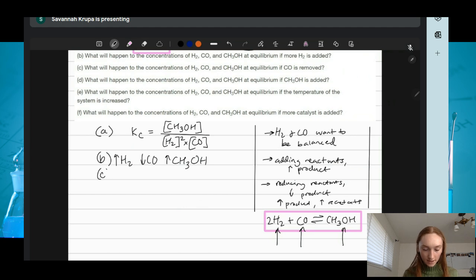So now for C, it is asking if CO is removed. So CO is going to be the reactant. And so if we're reducing one of the reactants, we're going to increase the other reactant. So they will have to balance each other. So we're going to increase H2 as well. But then CO is being removed, so it's being decreased. But the product is going to be decreased as well, because you're decreasing the reactants, or the reactant, singular, you're going to reduce the product as well because of it.